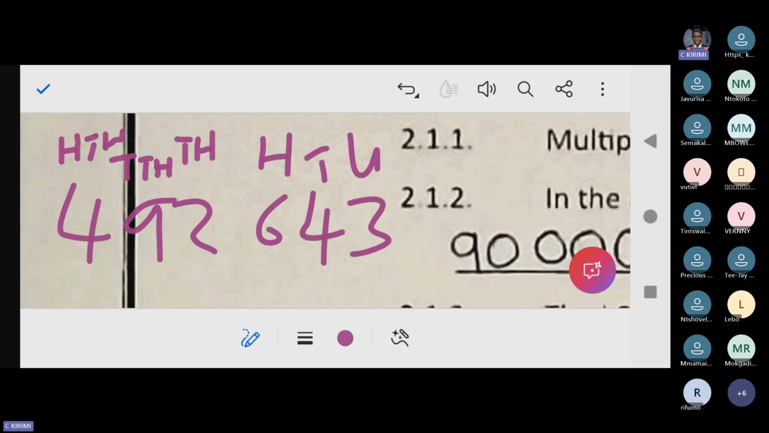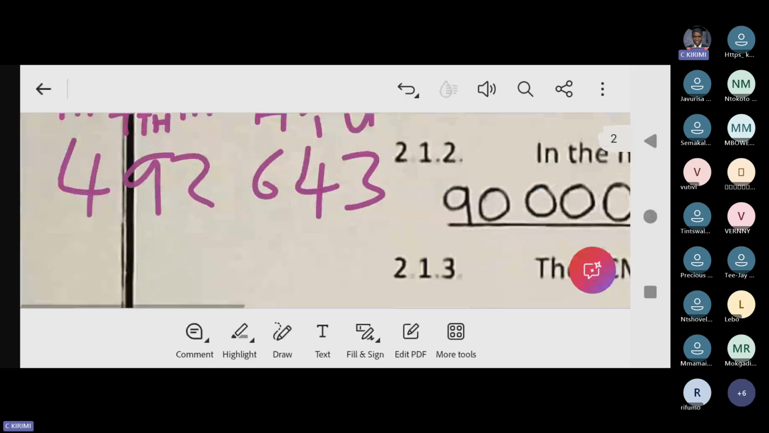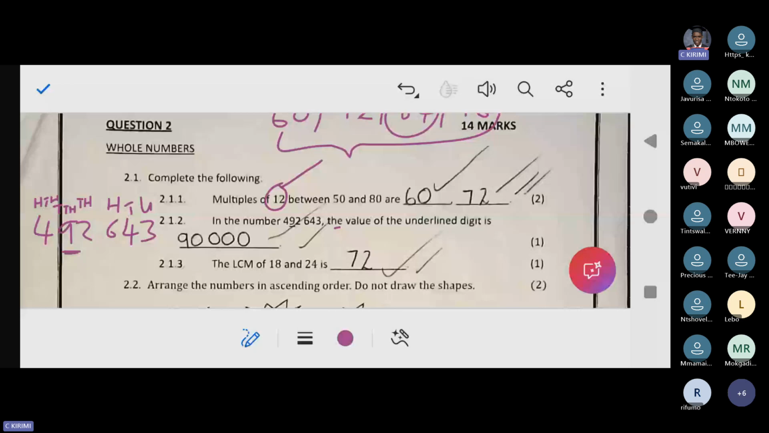So if they want only the place value, then you can say the place value of the 9 is 10,000. But if they want the value, it's 9 times 10,000, which is 90,000. So the value is 9 times the place value. The place value is 10,000. So 9 times 10,000 gives you 90,000, which is the value of the underlined digit.